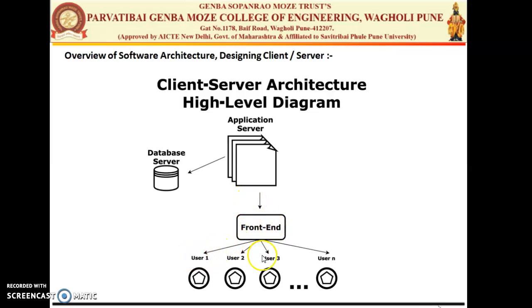While the user is requesting something, the request goes to the application server, and then the application server goes to the database. So whatever data the user is asking is retrieved from the database. Again, it is fetched to the application server. Again, in a proper format, it is displayed on the front end of the multiple users.